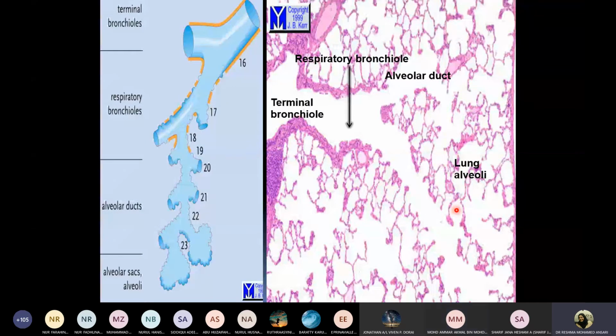These are all your air passages. So the air moves from the terminal bronchiole to the respiratory bronchiole. It goes to the alveolar duct, and finally to one alveolus where gaseous exchange can take place. Once we finish the respiratory bronchiole, we go to an alveolar duct.